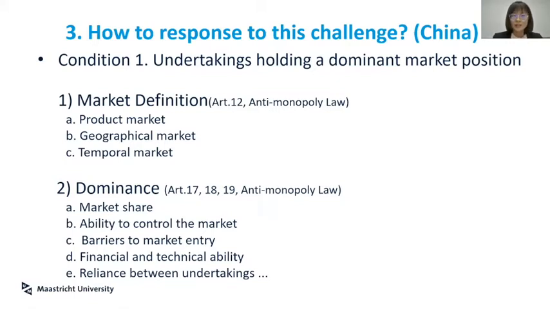Dominance exists in a relevant market. That's why we normally start from the market definition. Dominance refers to a market position held by undertakings that are able to control the price or quantity of products in the relevant market, or to hinder market access by potential competitors into the relevant market. Listed are the factors to be considered when defining dominance.